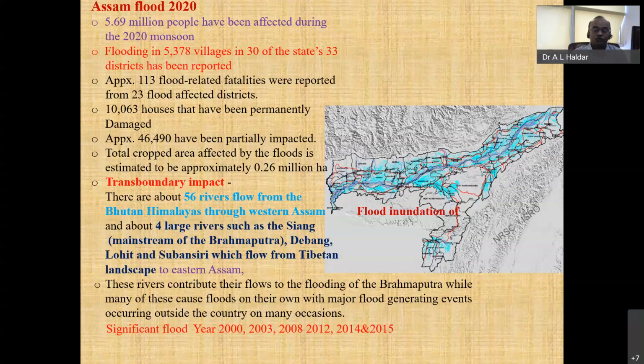Significant floods took place during 2003, 2008, 2012, 2014 and 2015. Each year, some flood condition in Assam is very common, but these are the years where significant floods took place with a lot of casualties.